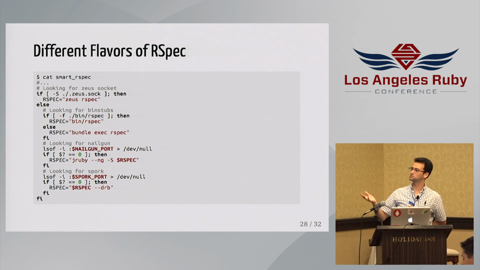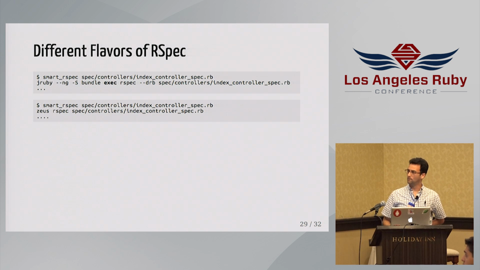This is pretty much what it looks like in the end. So how does it work? I basically just use it like this. I'm in a project, I run my smart spec, pass it whatever I want to run, and it does the right thing.